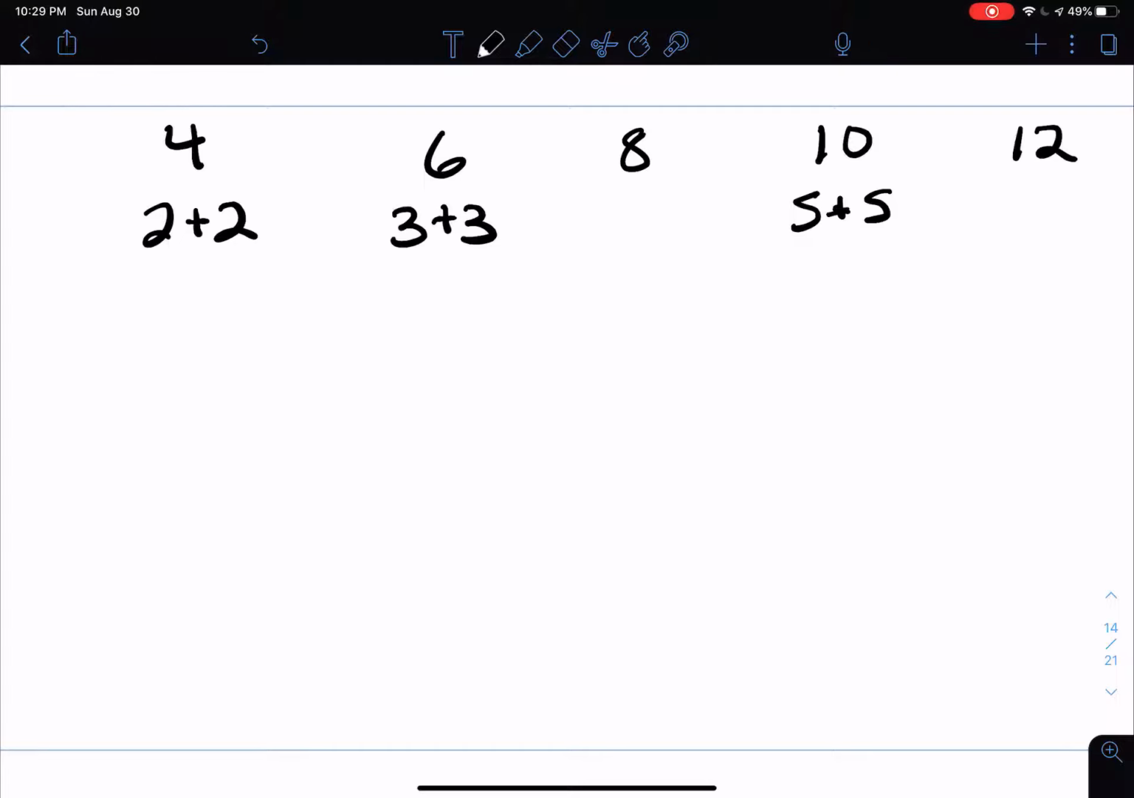8, can't use 1 plus 7. 2 plus 6 doesn't work. 3 plus 5 does. 4 plus 4 does not. 10, 1 plus 10 does not work. 2 plus 8 doesn't work. 3 plus 7 is another pair, Goldbach pair. So you can have more than one.